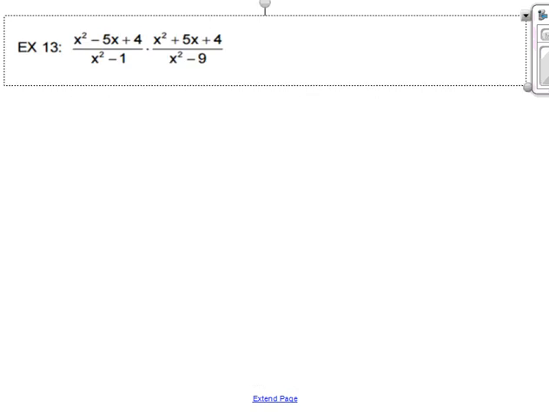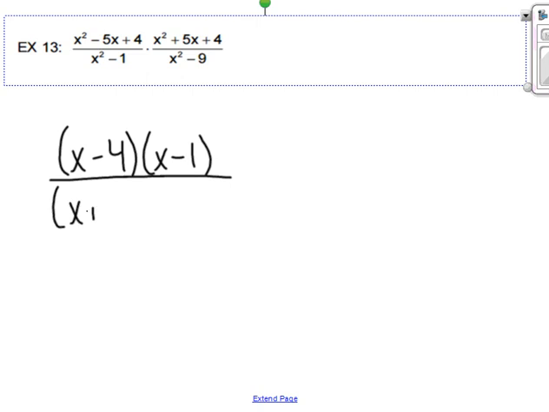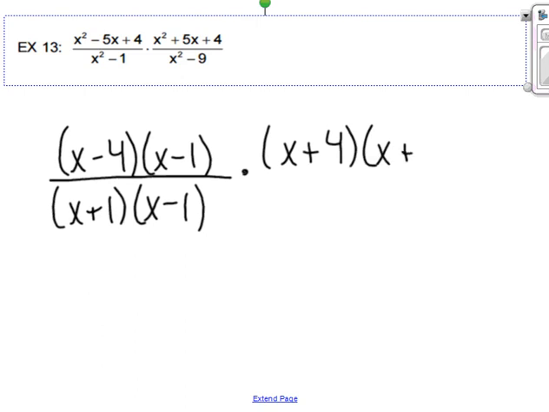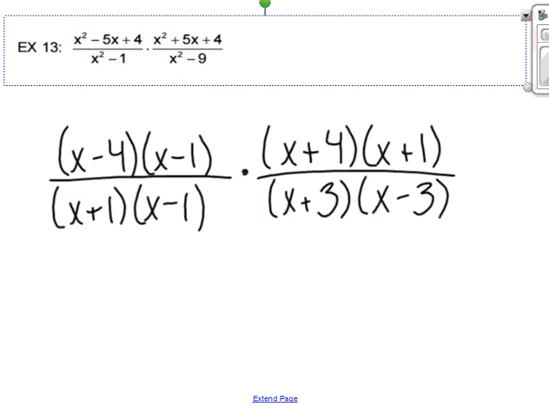Okay. Next, second last one. So we're going to factor, so we get x minus 4, x minus 1, then we have difference of squares, and then x plus 4, x plus 1, and then another difference of squares. So if these are not coming fast, come in for help. I can make up problems really easy for the factoring. But you should be pretty efficient at this as far as the factoring goes.